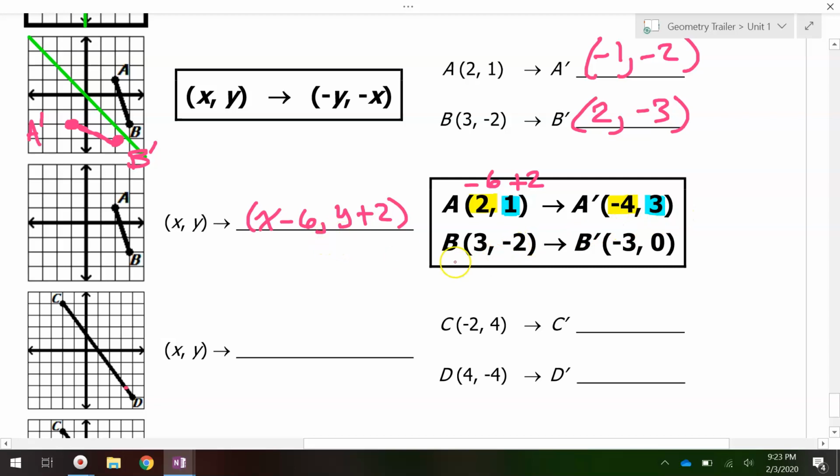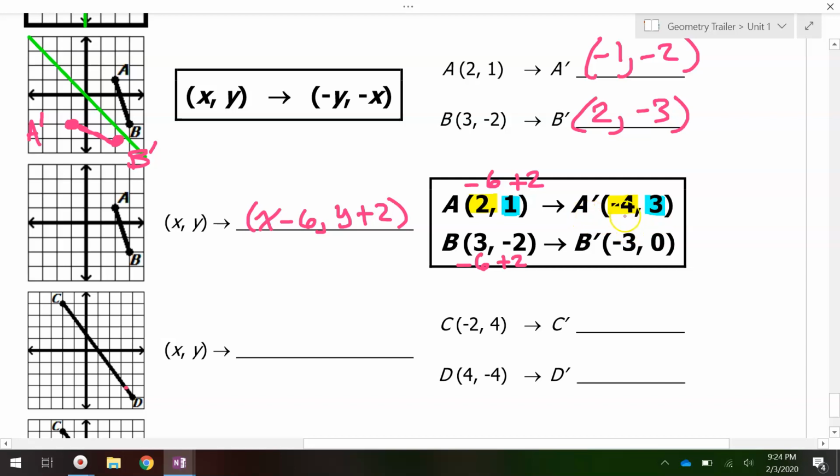Now, let's use point B to test that out. If I take 3 and I subtract 6, which is what our rule is saying, that is going to give me -3. If I take my y value and I add 2, oh, look at that. -2 plus 2 is, in fact, 0. So we can be confident that this is the rule. Now, they gave us A prime and B prime, so graphing is going to be super easy, barely an inconvenience.